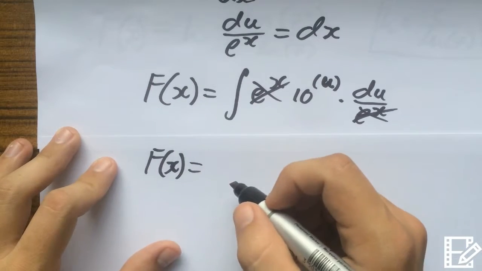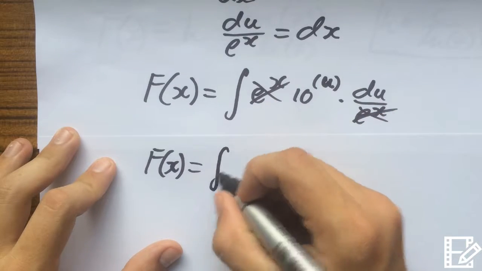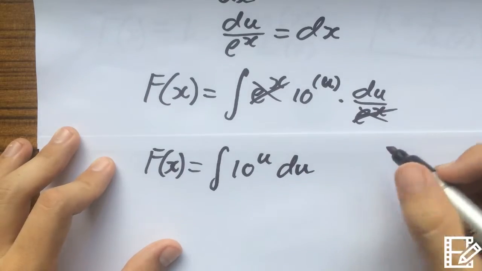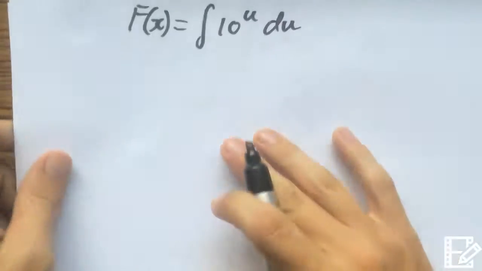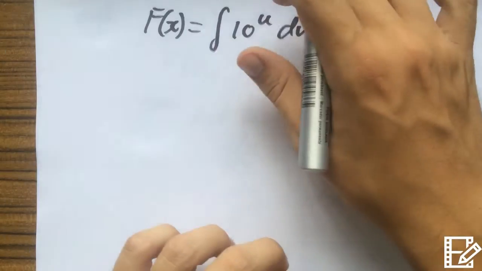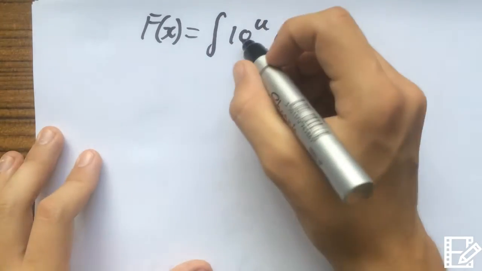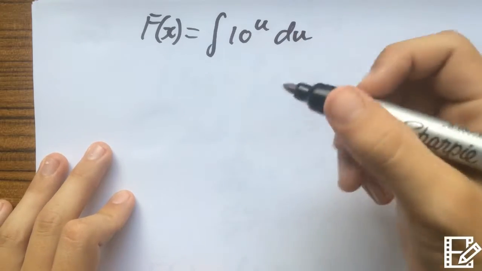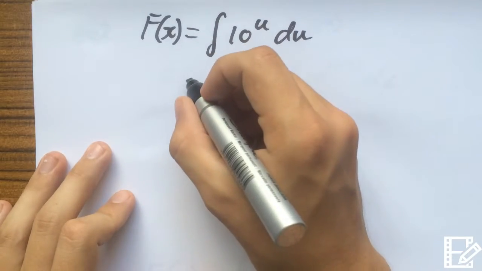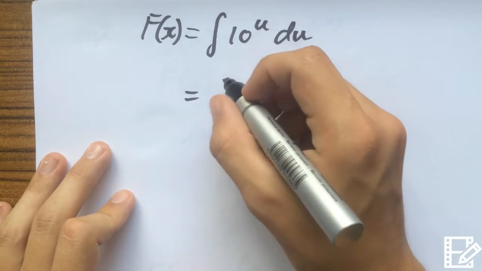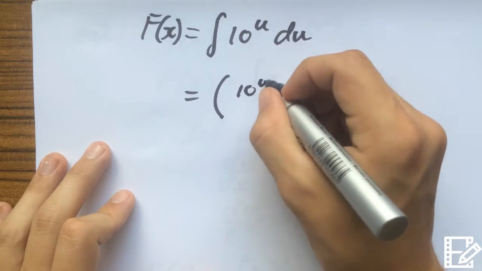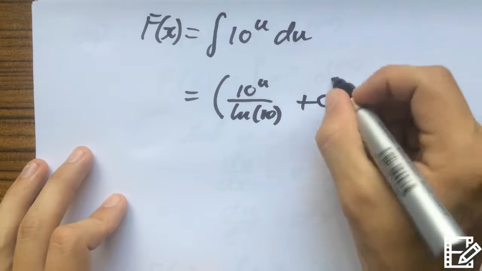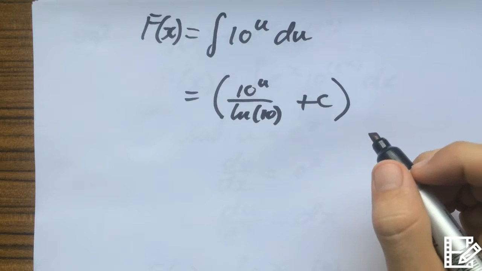Okay, so we have integral. Now we have this side, which now equals 10 to the power of u du. We established at the beginning and in the previous question that the integral of a number to the power of an unknown, which is u, is going to be 10 to the power of u over ln of 10 plus c.